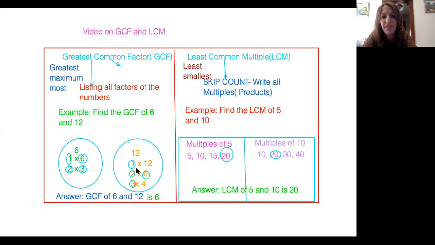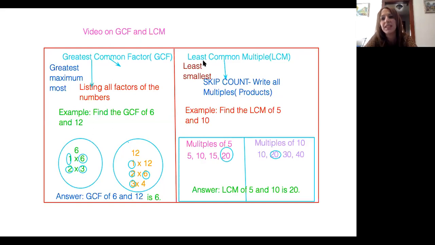Now that we listed the factors, we're going to look at what's in common in both. Both 6 and 12 have a 1, they both have a 2, they both have a 3, and they both have a 6. The greatest factor that is shared between 6 and 12 is 6. Therefore, that is the greatest common factor, or we call that the GCF.